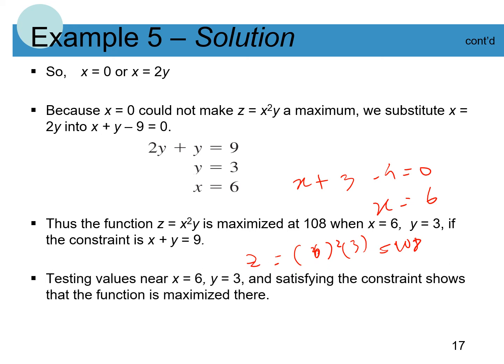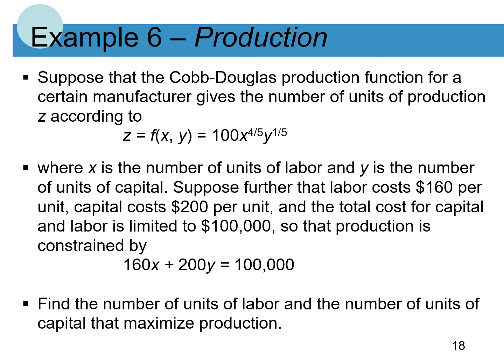Then testing values near x equal to 6, y equal to 3, and satisfying the constraint shows that the function is maximized there. Okay, we have another example here.